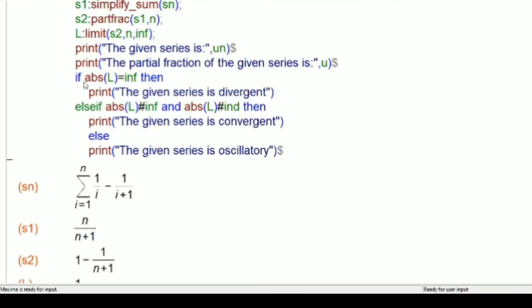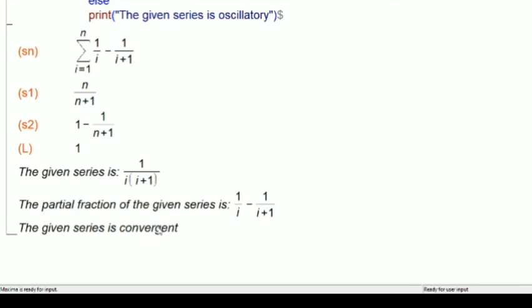Then, is the absolute value of L infinity? No, the absolute value of L is 1. So this is not infinity. Therefore, this is not true. So it will check the next condition: absolute value of L is not equal to infinity. Yes. Therefore, it prints the given series is convergent. The given series is convergent.